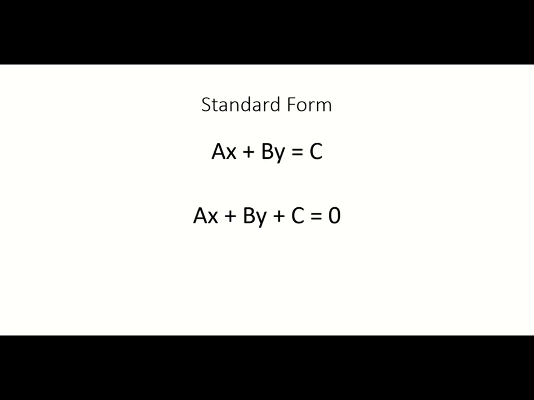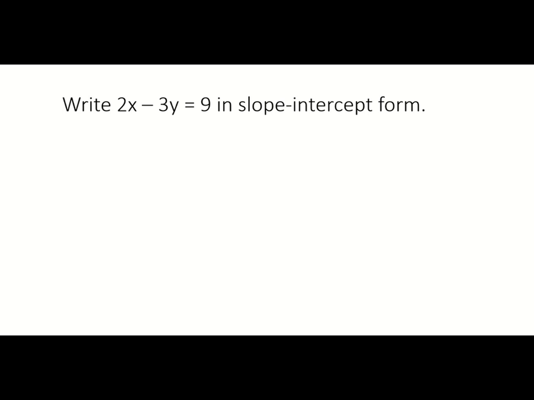So the first thing that you need to know is, what does a standard form equation look like? A standard form equation can take one of two forms. You could have something like ax plus by equals c, where x and y are on one side of the equals and a number is on the opposite side. Or you could have an equation where ax plus by plus c equals 0, where everything's on one side of the equation and nothing is on the other side of the equation. So we're going to take a look at both of these types of standard form with our examples we're about to do.